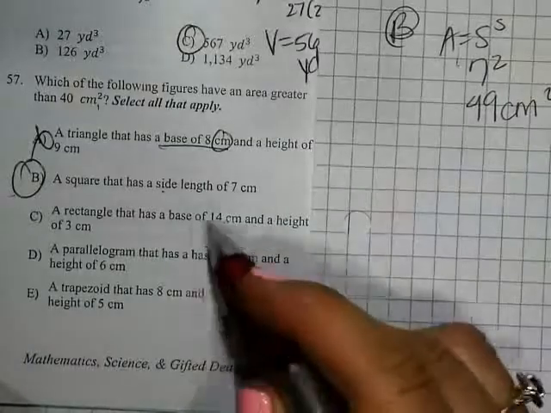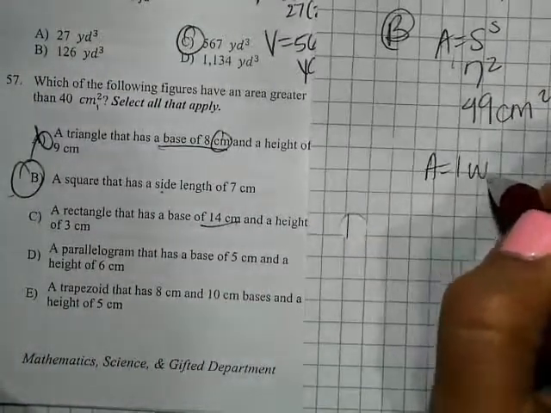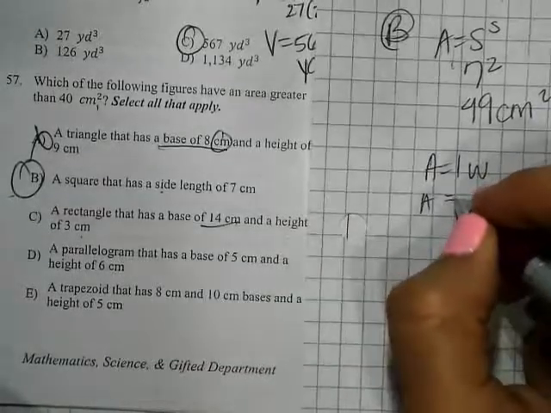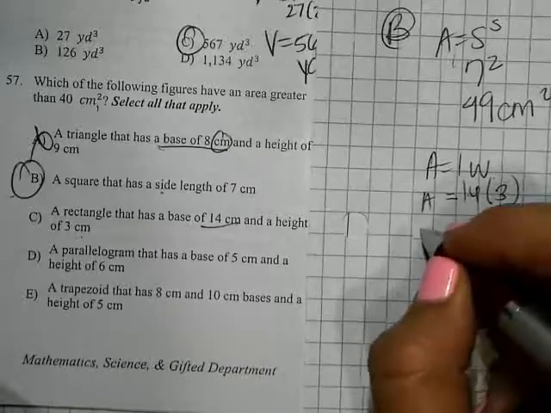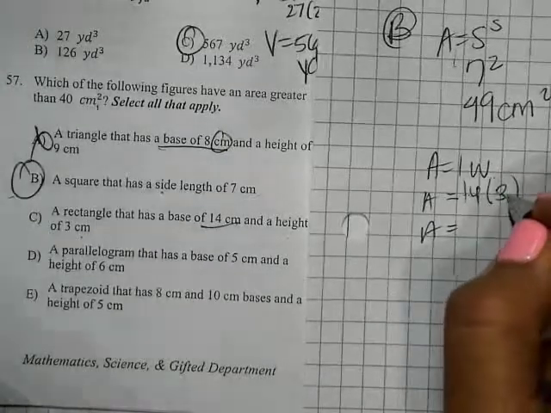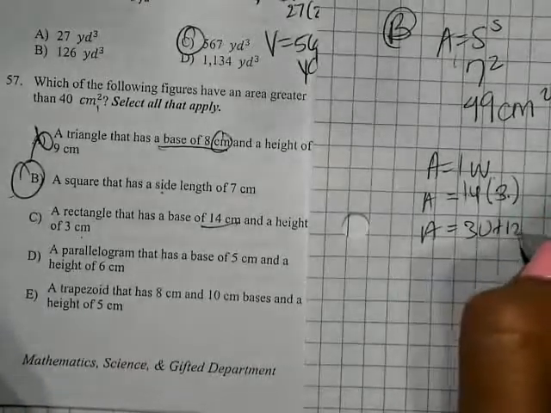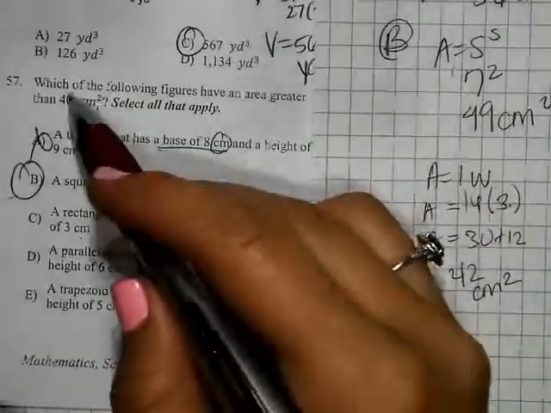A rectangle has a base of 14 and a height of 3. So for the area of rectangles, it's length times width. So you have area equals 14 times 3. That's 10 times 3 is 30, 4 times 3 is 12. 30 plus 12 makes the area then 42 centimeters squared, which is bigger.